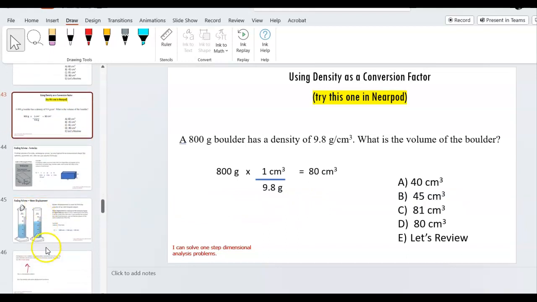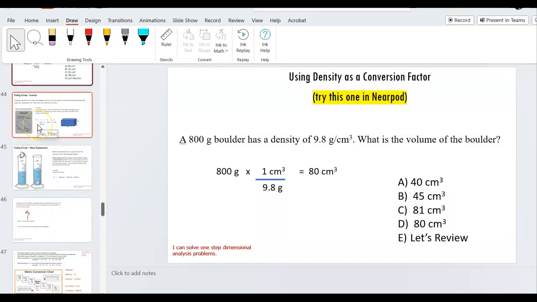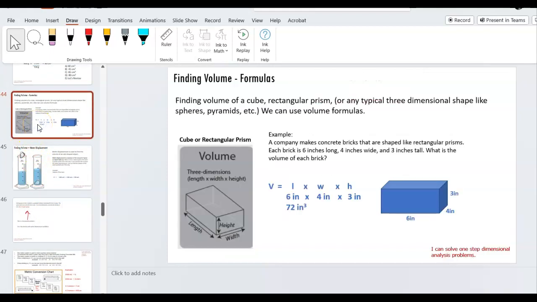All right. This is just a slide I threw in here for review. If you've had geometry, or maybe even if you haven't, I'm sure you've done volume calculations at some point in your math career. The volume of a cube is length times width times height. So if you have a normal shape, say a cube or a rectangular prism, you could use the volume equation to find volume.